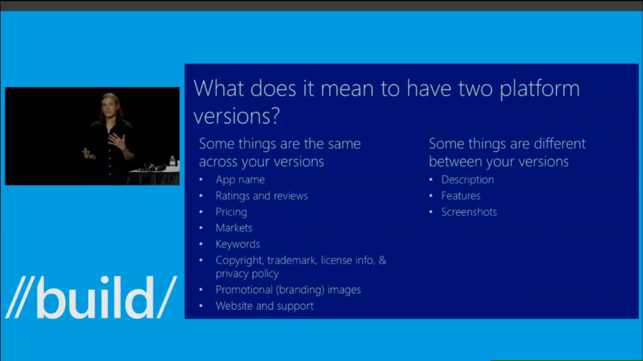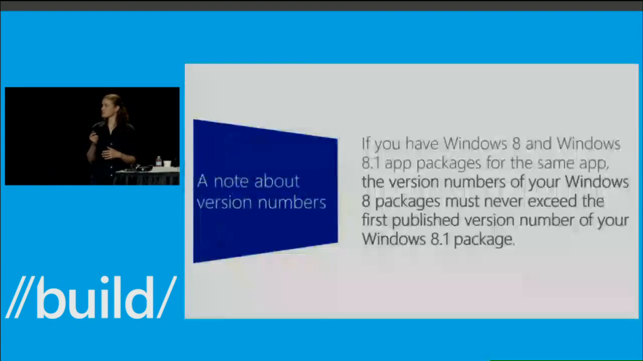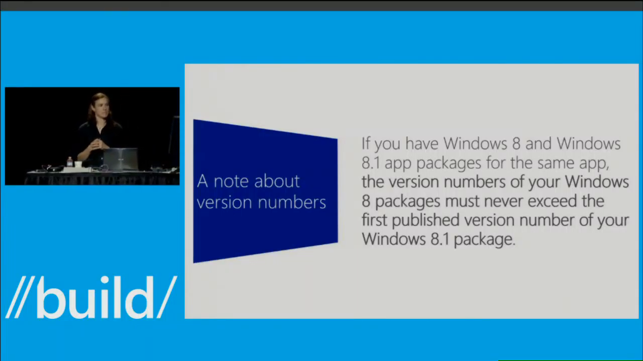There are a few things that are different across those two versions. Your description and features. You may put new things in your Windows 8.1 version that are not in your Windows 8 version, because you're using some of those great features from that eye chart of new features. And so you can set different descriptions and feature lists. And because your application may look different, you can upload fresh new screenshots to go with it. I'm going to throw this slide up and let you guys read it for just a minute.